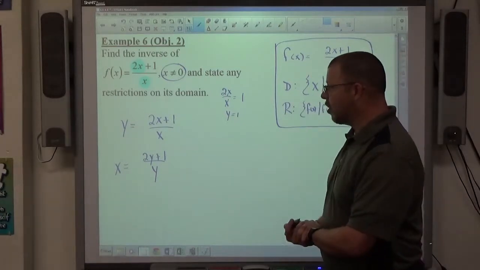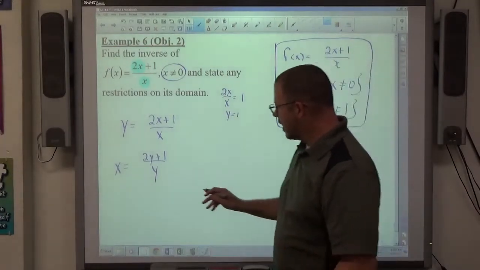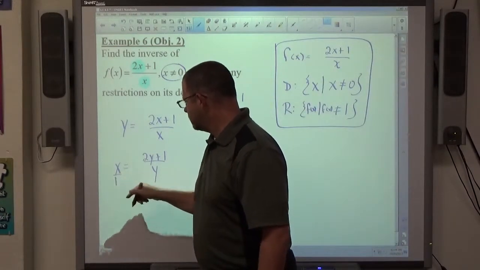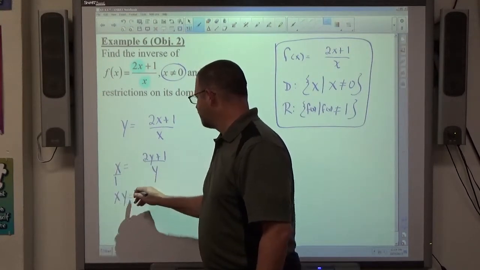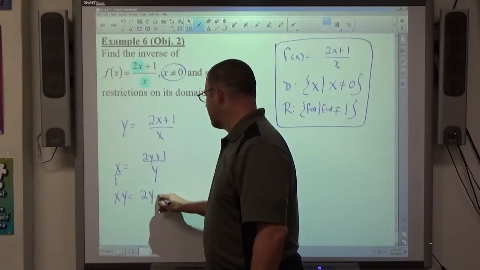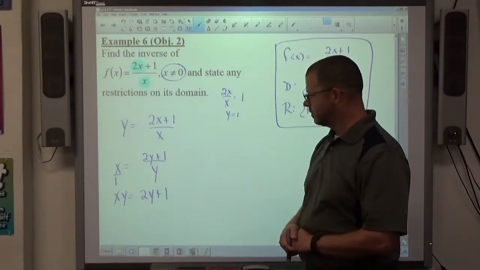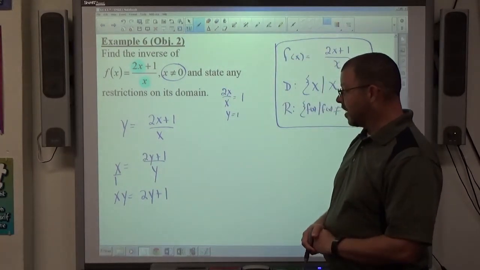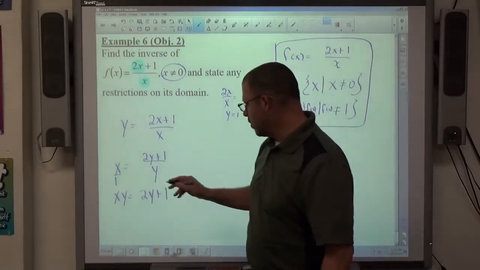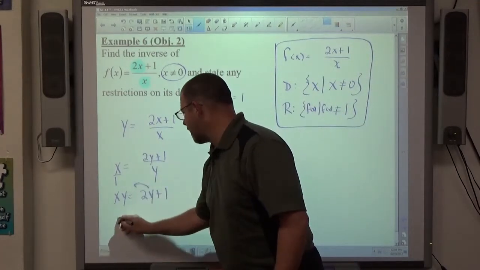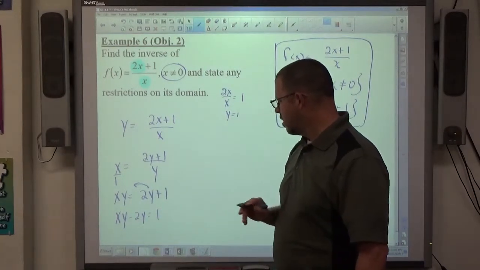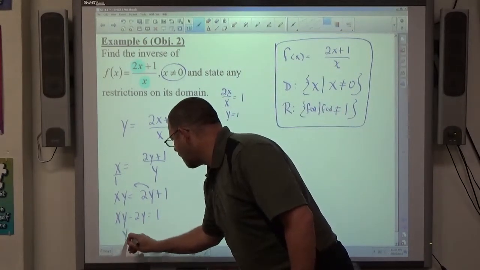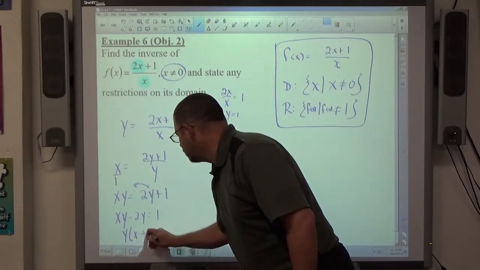Then what's left to do is to solve that function. In this case, I'm going to cross multiply, so x times y is one side, and 2y plus 1 times 1 is the other side. To get that to say y equals, I'm going to get all the y's to one side. I'm going to move the 2y over to the left, so xy minus 2y is equal to 1, which gets me to y parentheses x minus 2 is equal to 1.